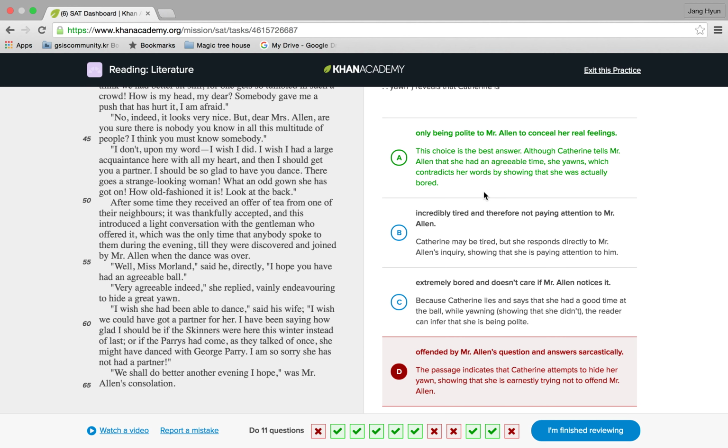So, this is also extremely bored and doesn't care if Mr. Allen notices it, but she does care. So this is wrong. This is obviously wrong, and this apparently is wrong, and this is apparently right, which contradicts her words by showing that she was actually bored.